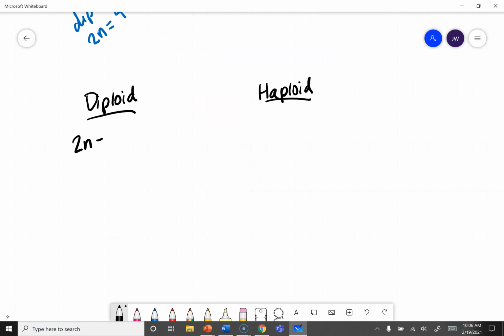Humans have 2n equals 46 chromosomes. That's our diploid number. That means we have 2 copies of each type of chromosome for a total of 46. So our haploid, our sperm or our egg cells, is going to be n equals 23. That means essentially we have 23 types of chromosomes. So this is humans.